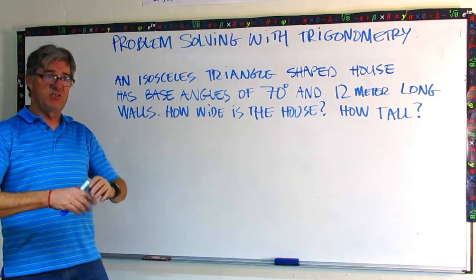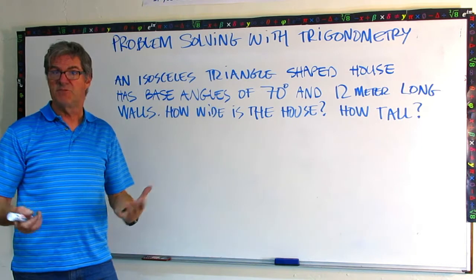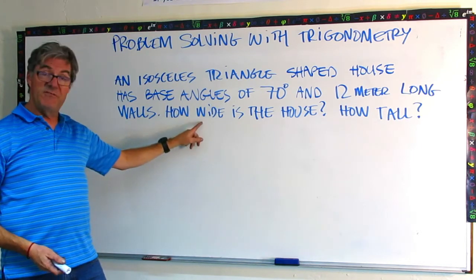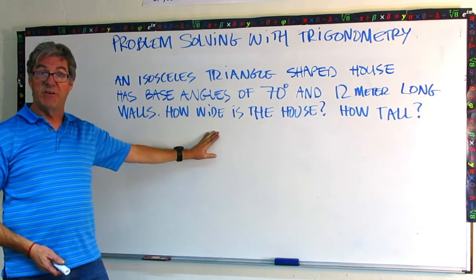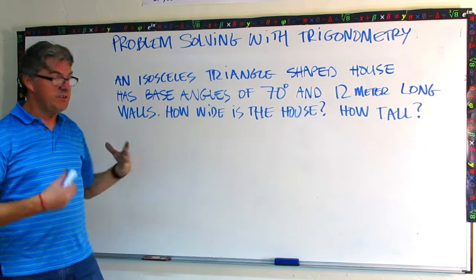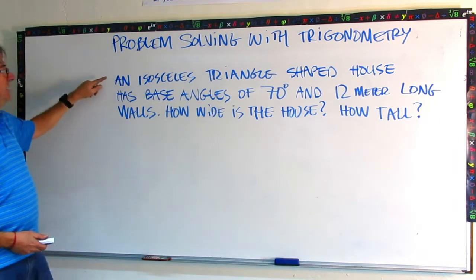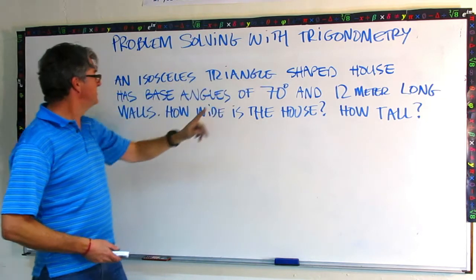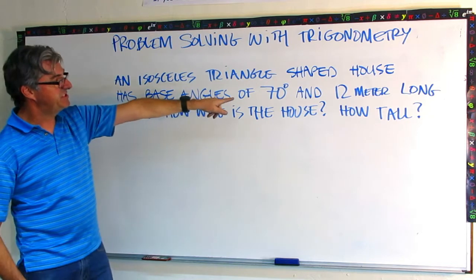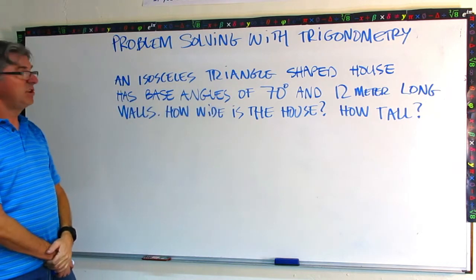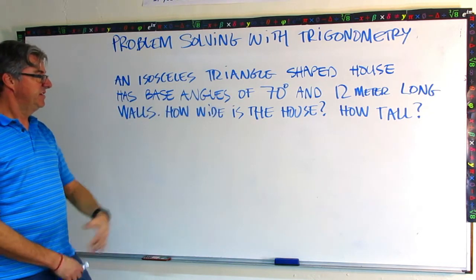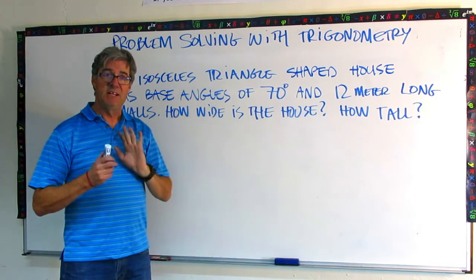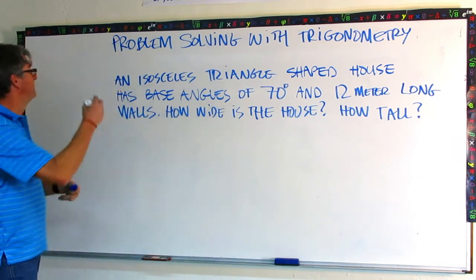The book provides you with 7 or 8 different problems. They usually give you the diagram, so that part's done for you. I'm not giving you the diagram on this one. I'm going to show you how to generate that diagram from the picture, or from the words. An isosceles triangle shaped house has base angles of 70 and 12-meter long walls. And here's the question, how wide is the house? How tall?